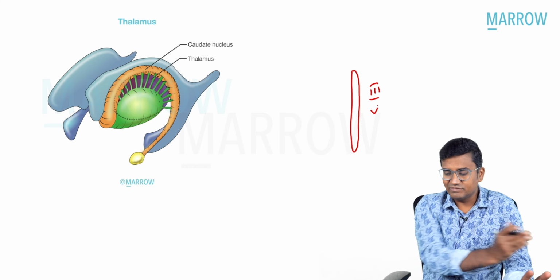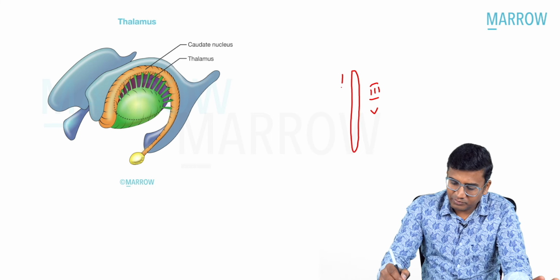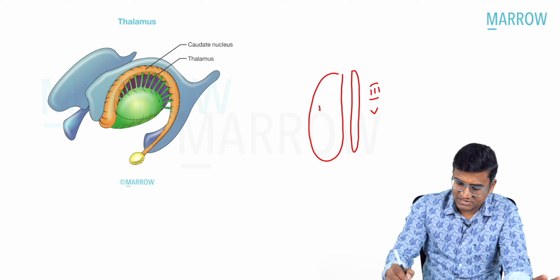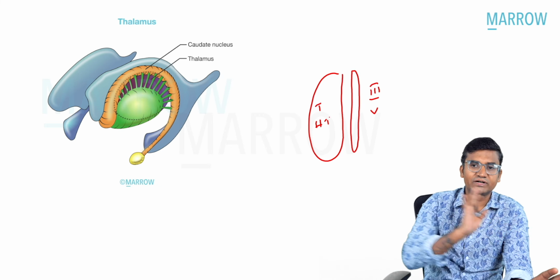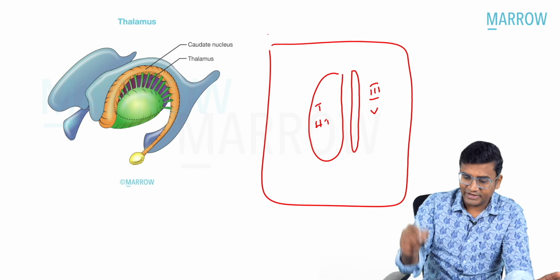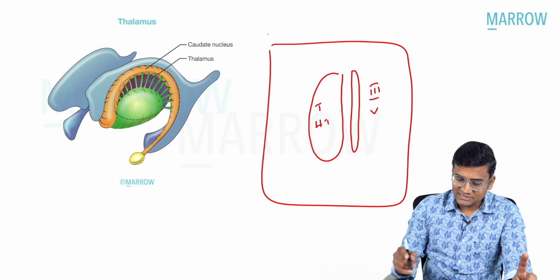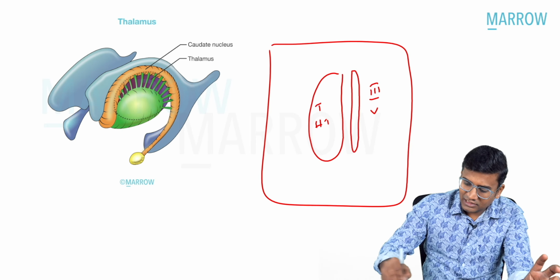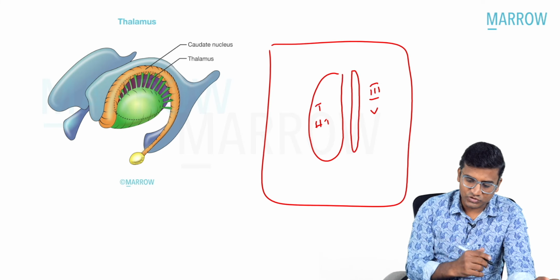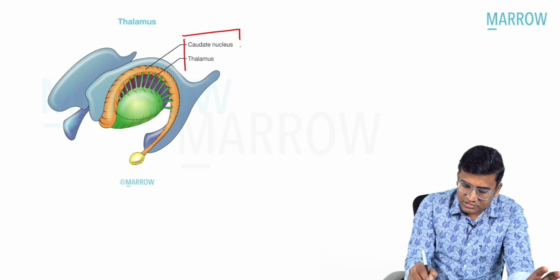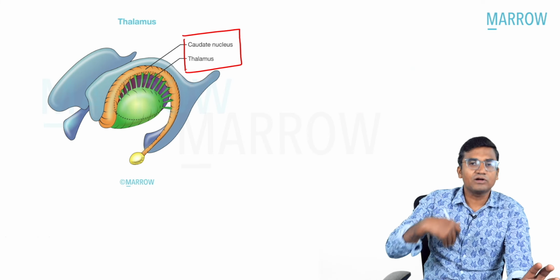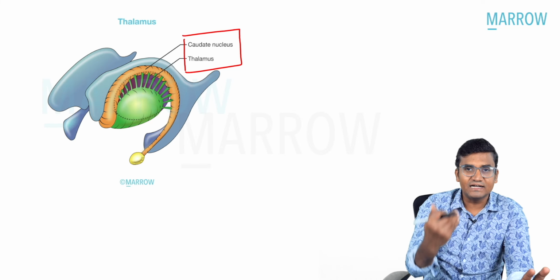Now, what is lateral to third ventricle? Lateral to third ventricle will be your thalamus and hypothalamus. Thalamus and hypothalamus will be lateral to third ventricle. So, this basic relation you should not forget. Likewise, for the lateral ventricle, you have to remember another basic rule. I told you in the module also, lateral ventricle and the caudate nucleus, they are interrelated.